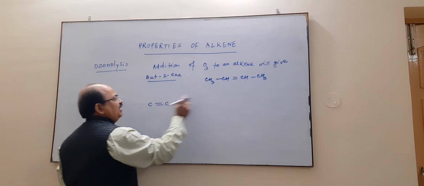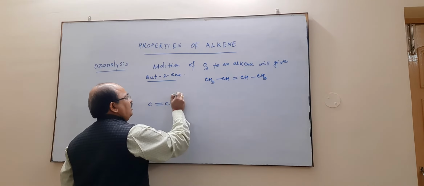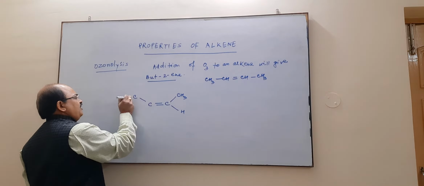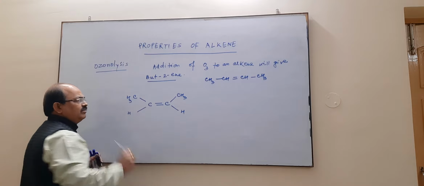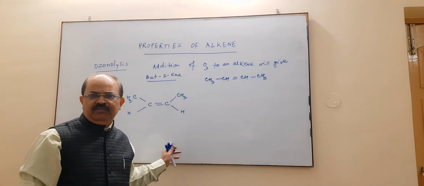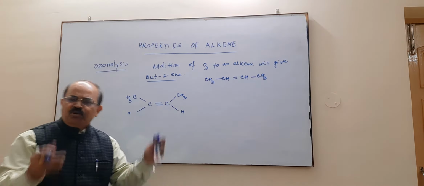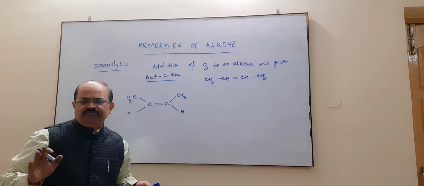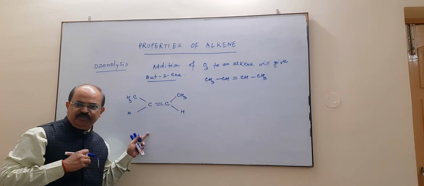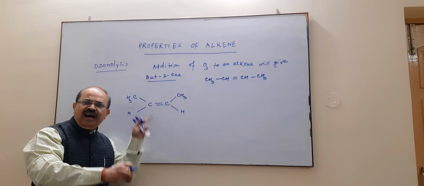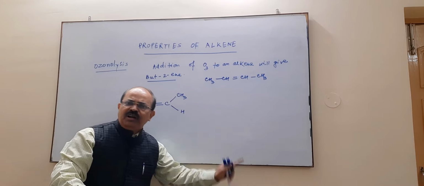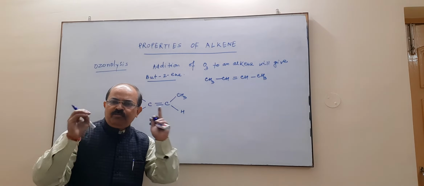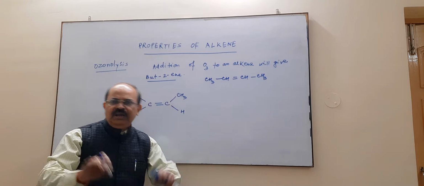See, this is the carbon-carbon double bond. This is CH3, this is H. Suppose this is CH3, this is your H. So this is but-2-ene. Now there is no problem here, the product will be the same whether the but-2-ene is cis or trans. After ozonolysis the product formed is the same; product formation makes no difference whether you take cis or trans.